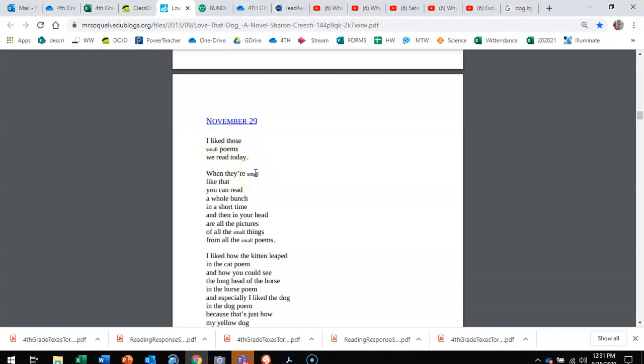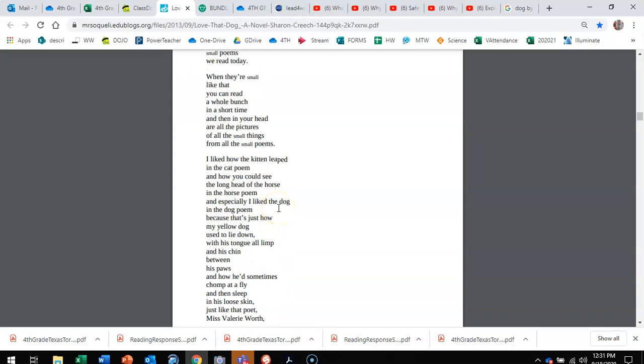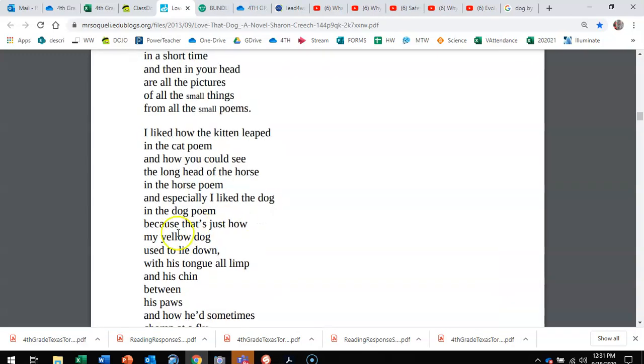Now, what type of poetry does he like? He likes the small ones, right? Kind of like the one that we just read, Dog by Valerie Worth. He says he likes them. Why? Because it has a lot of what? A lot of sensory details or imagery, right? So he can see it in his head. He closes his eyes. He says that he can see all of that. But especially, boys and girls, he said that he liked the poem by Valerie Worth because it reminds him of his yellow dog that he used to have.